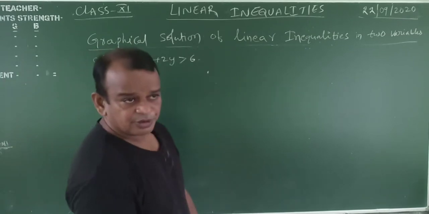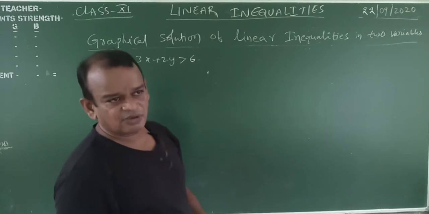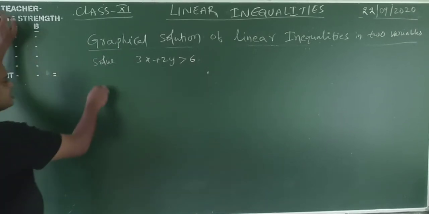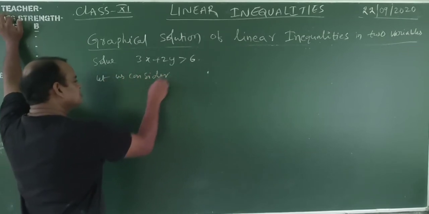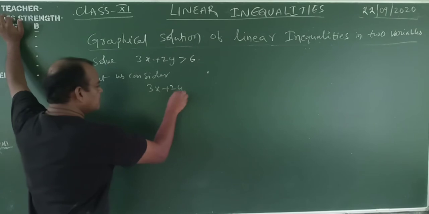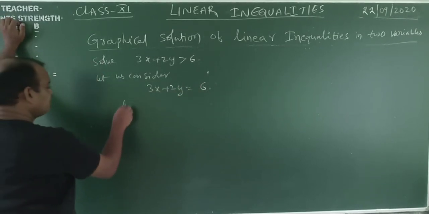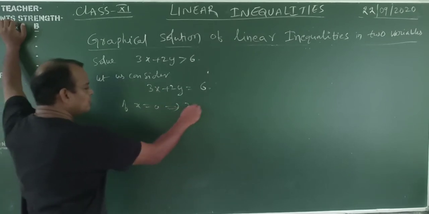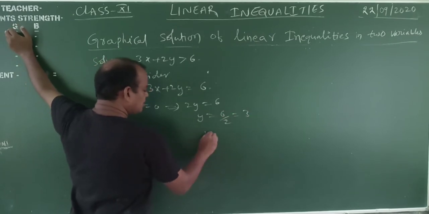What I explained before: 100% it is given less than or equal to, greater than, whatever it may be. We will take the first equation. Let us consider 3x plus 2y is equal to 6, my dear students. After that, put the value of x equal to 0. If x is equal to 0, then 2y is equal to 6, y is equal to 6 by 2, that equals 3. Now y equals 3.